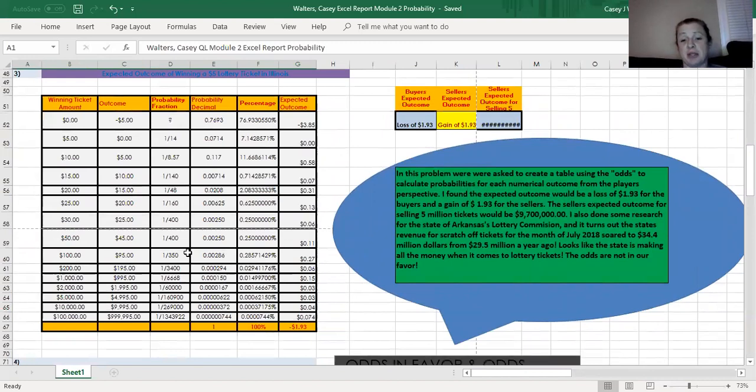And moving right along, number three, in this problem, we were asked to create a table using the odds to calculate probabilities for each numerical outcome from the player's perspective. And I found the expected outcome would be a loss of $1.93 for the buyers and a gain of $1.93 for the sellers. The seller's expected outcome for selling 5 million tickets would be 9,700,000.